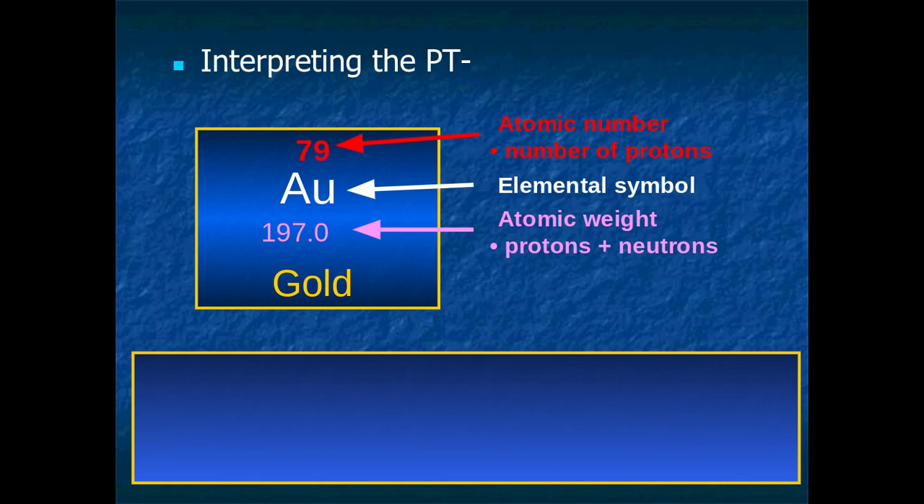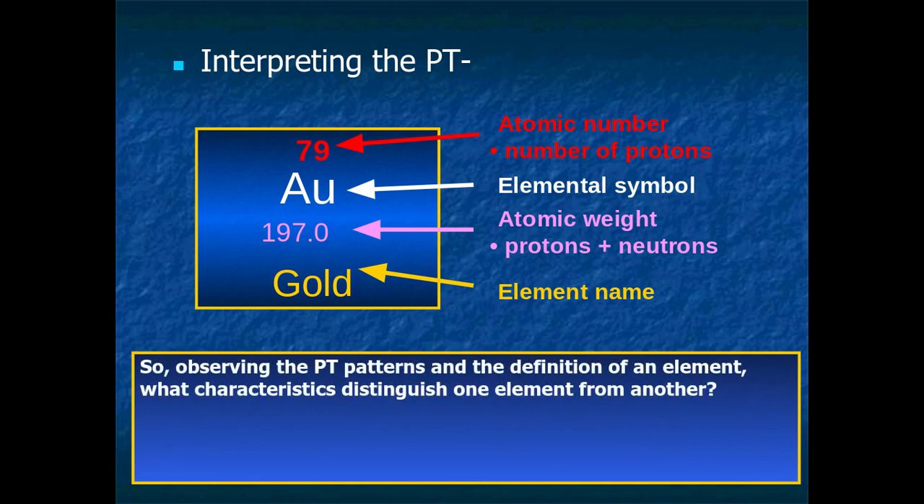And then, of course, at the very bottom, it's going to typically give the elemental name. So in this case, we would say gold has an atomic number of 79, the elemental symbol is Au, the atomic weight is 197, and the element name is gold. And I just thought of something. If you know the atomic weight and you know the atomic number, how many neutrons does gold have? I'll let you think about that and come up with that answer on your own.